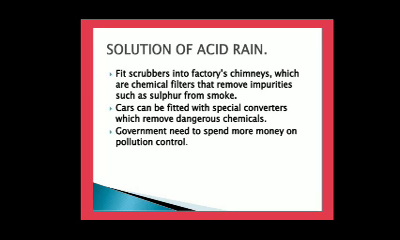What are the causes of acid rain? Acid rain is formed due to the presence of oxides of sulfur and nitrogen released by combustion of fossil fuels, and emissions from industries, power stations and automobiles. These oxides of sulfur and nitrogen combine with rainwater to form acid rain.